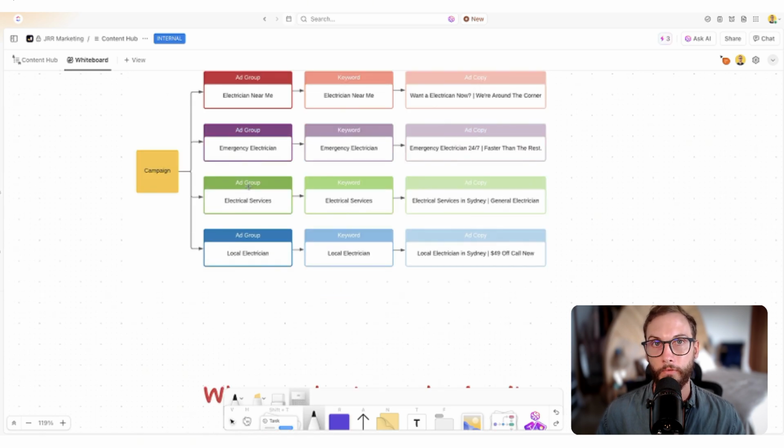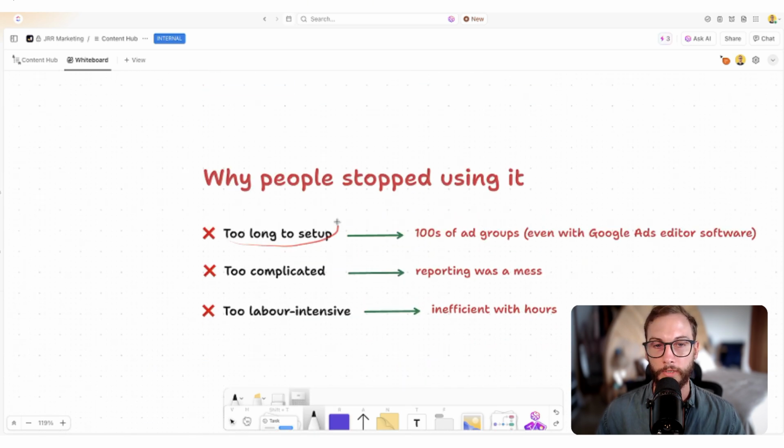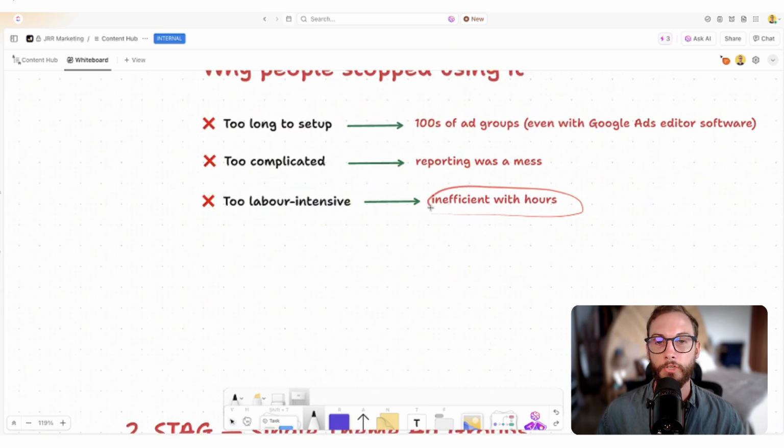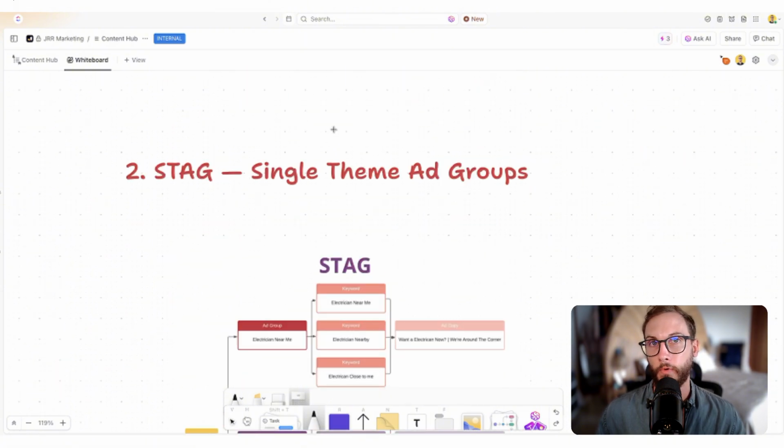But as I've hinted, it took too long to set up. Hundreds of ad groups to manage, way too complicated for anyone to manage. Reporting was messy as hell, and it was too labor intensive. So if you hired an agency, no way in hell did they have the time to actually manage those ads efficiently. And so I'll explain why people moved away from this into single theme ad groups.